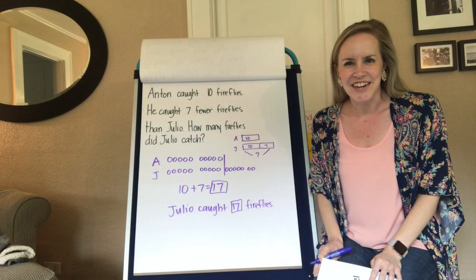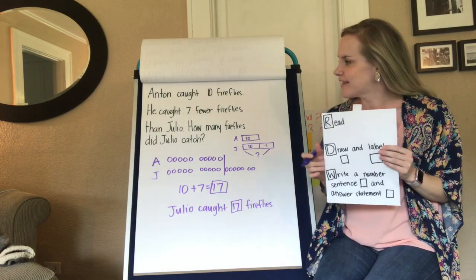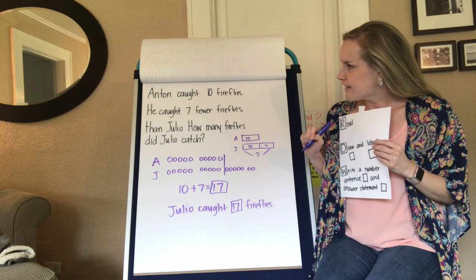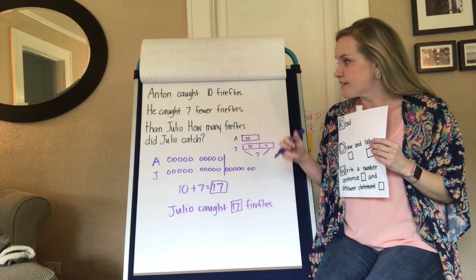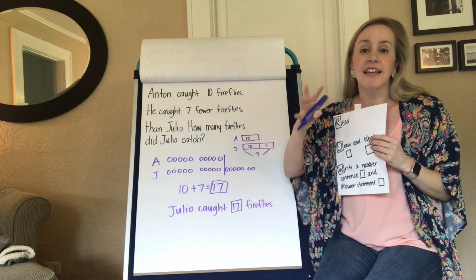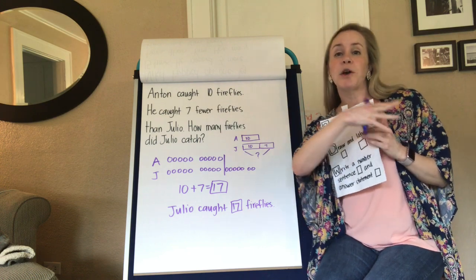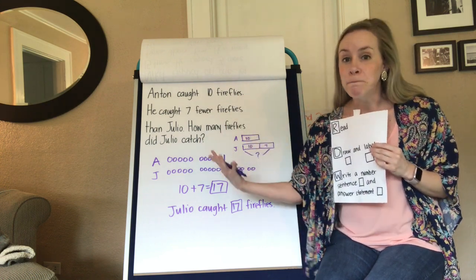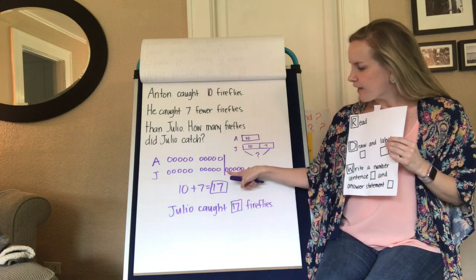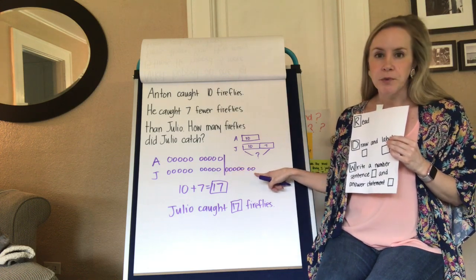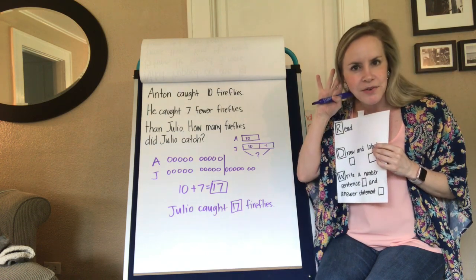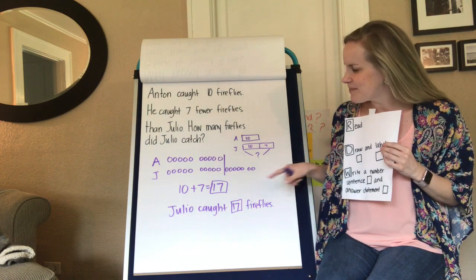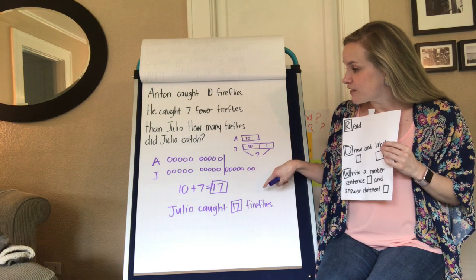Are you ready to check your work? Let's do it. So Anton caught 10 fireflies. He caught 7 fewer fireflies than Julio. If he caught 7 fewer, that means Julio caught 7 more. So I drew 7 more fireflies for Julio right there, or in a tape diagram like that. Did you do that too? Good job.